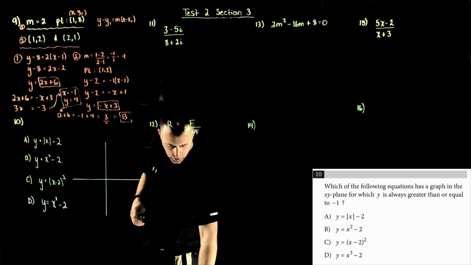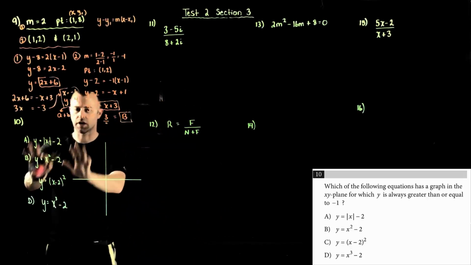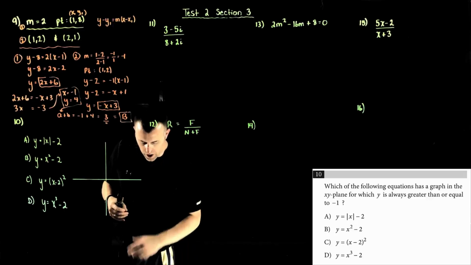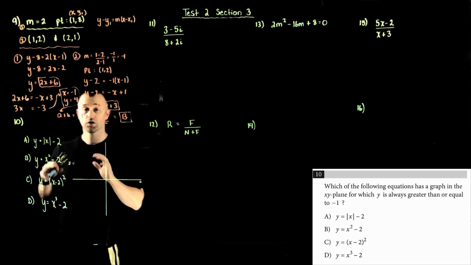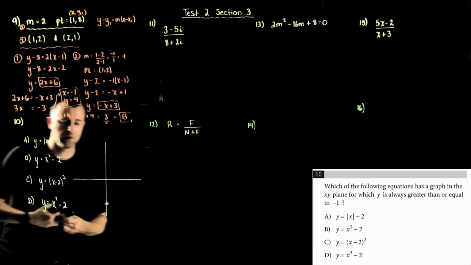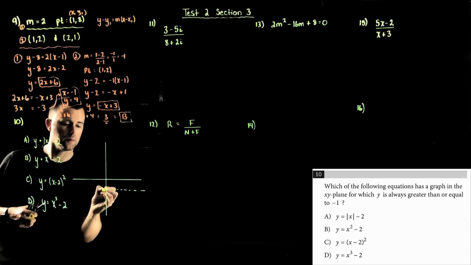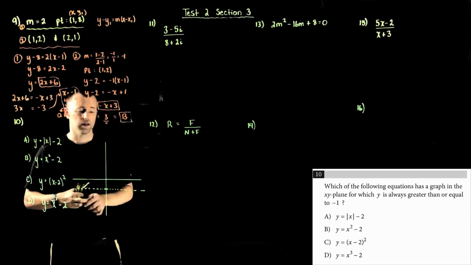With this one, I'll probably get all my colors out. I have all my answer choices here. They're asking which of the following has a graph in the xy plane for which y is always greater than or equal to negative 1. So if I have a point right here at negative 1, I'm going to draw a line right here, and I need to make sure my graph is always greater than that line. That's what they're telling me.